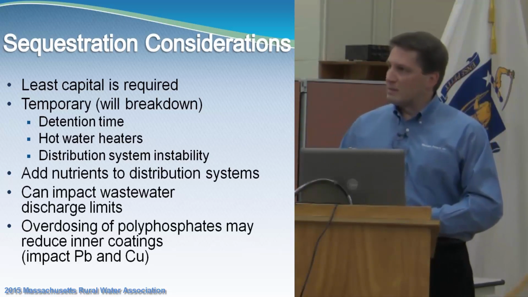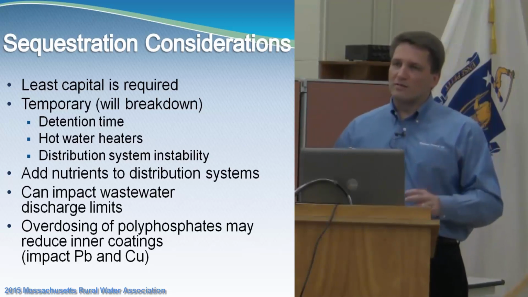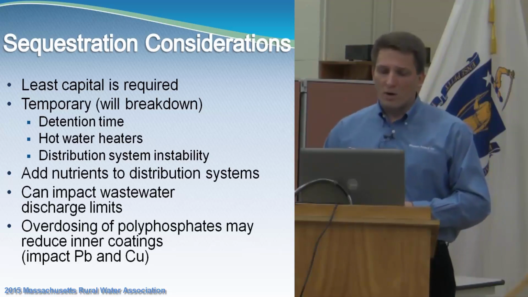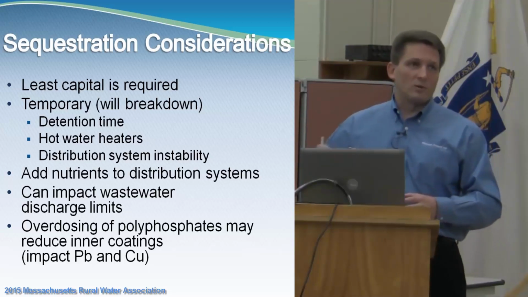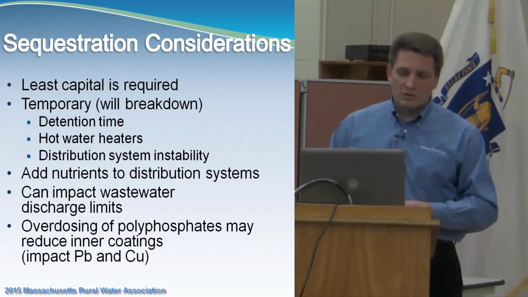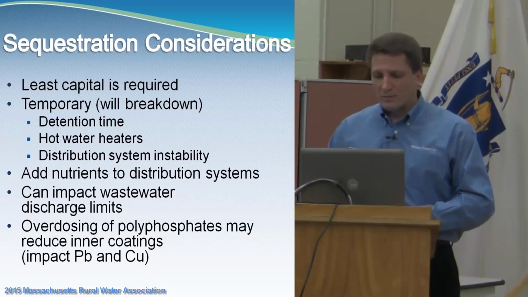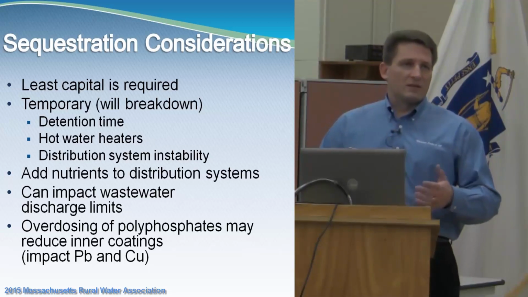And distribution system instability, whether you have varied groundwater sources that are being treated a little differently. Even though you've got a couple of wells right next to each other, they're not necessarily the exact same water quality. And there are some water supplies that have surface water as well as groundwater, and those mixing situations can also create disruptions for sequestration. And it adds nutrients to the distribution system, specifically the phosphates.